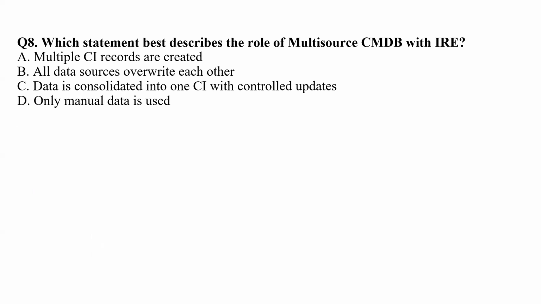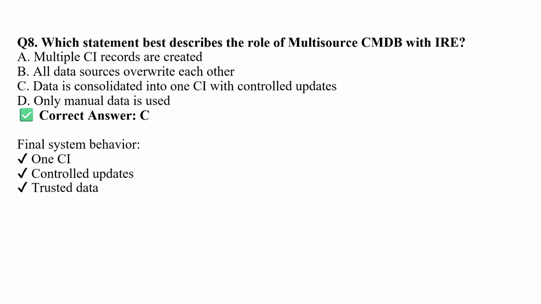Which statement best describes the role of multi-source CMDB with IRE? Option A, multiple CI records are created. Option B, all data sources overwrite each other. Option C, data is consolidated into one CI with controlled updates. Option D, only manual data is used. The correct answer is option C. So data is consolidated into one CI with controlled updates. Because what is the final system behavior? The system will behave with only one CI, with controlled updates and trusted data.